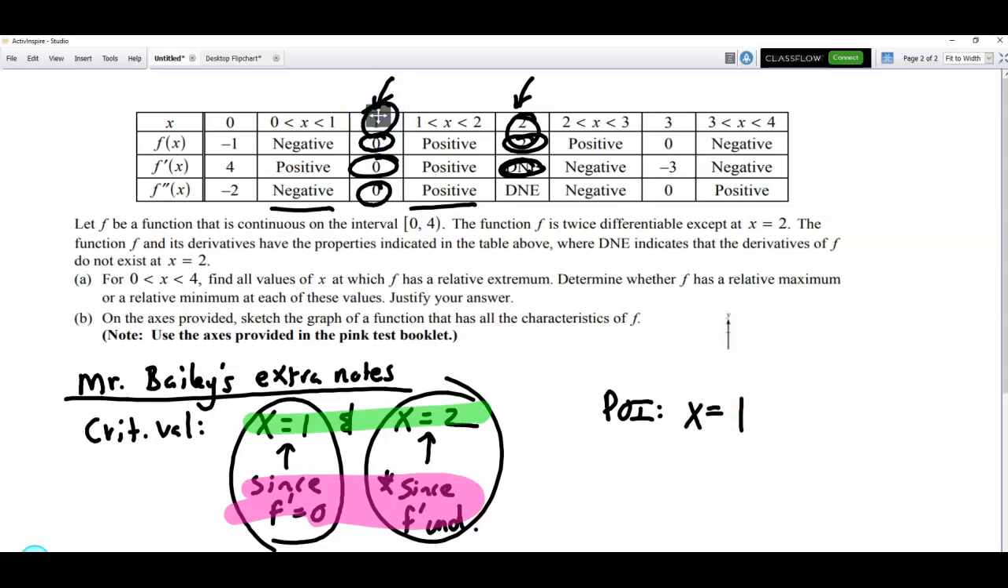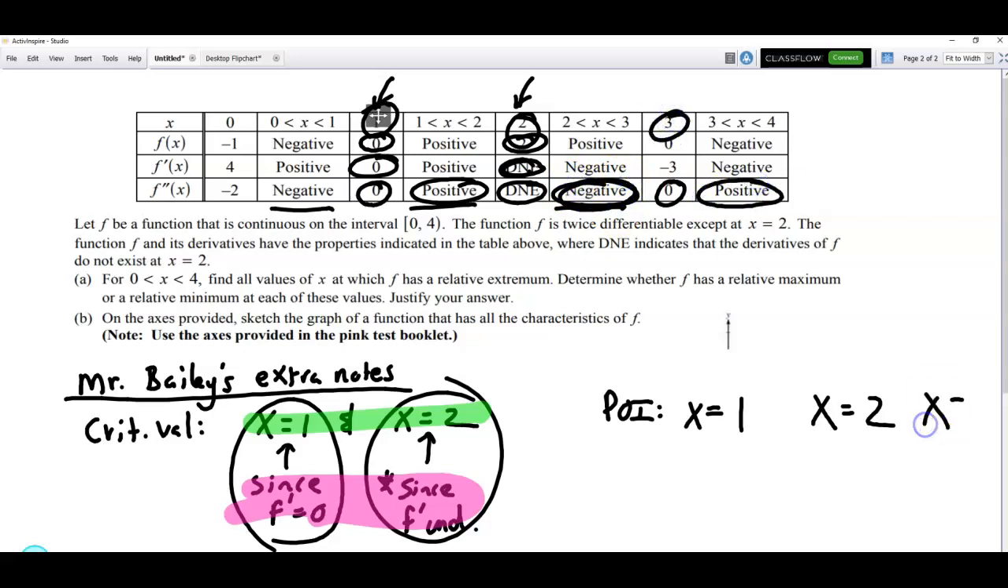Let's see if we can find another one. Here, where f prime does not exist, we also change from positive to negative. So it's another switch there, and that is at x equals 2. And then, if you notice right here, we have another place where it goes from negative to positive, and that's at x equals 3. So there are 3 points of inflection. And right there, that would be worth 1 point, identifying all of the points of inflection. It's anytime you find a place where the concavity changes from negative to positive or positive to negative.